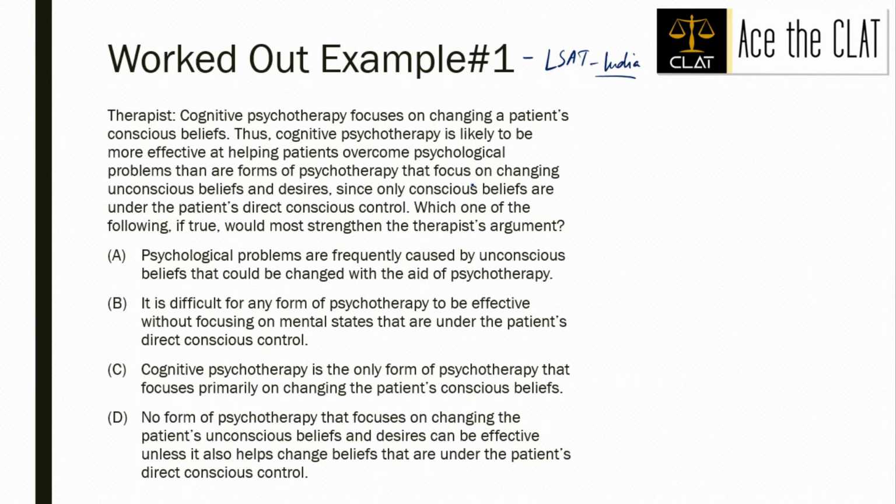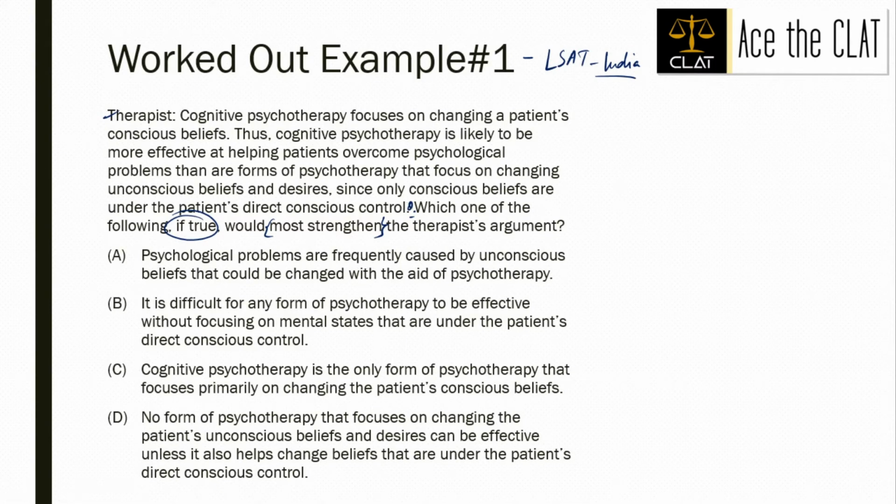So to identify which type of question this is, let us go to the question stem. Here is the question stem: which one of the following, if true, would most strengthen the therapist's argument? So one thing is clear, as I've already said, that when the question setter says "most strengthen," it is very much possible that more than one of the options strengthen the author's argument. But the one that does it more comprehensively, that would be our answer choice. That would be the correct answer choice.